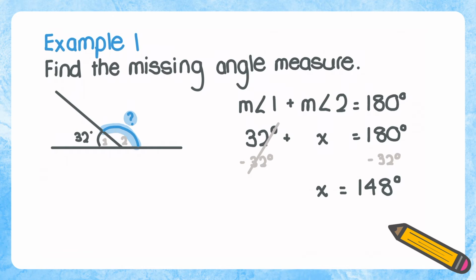So x represented the missing angle measure, and the missing angle measure is the measure of angle 2. So I'll just rewrite it. The measure of angle 2 is 148 degrees. We've found the missing measure by using the fact that the two angles here are supplementary.